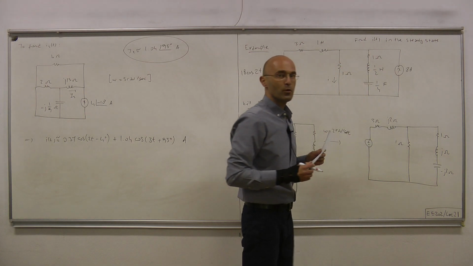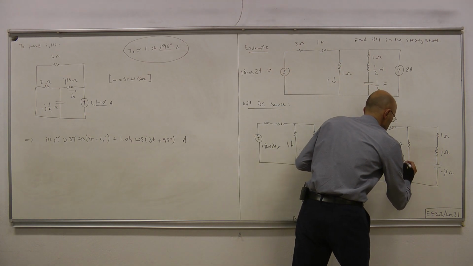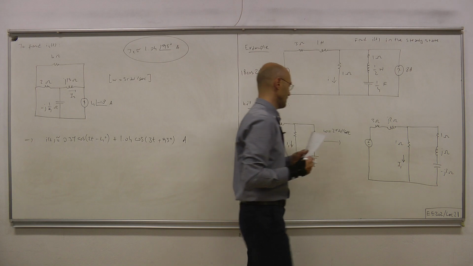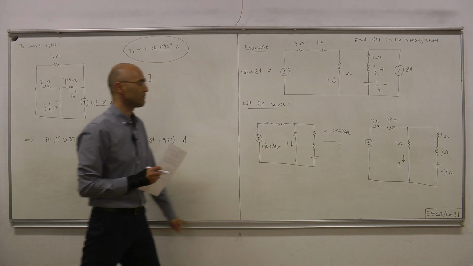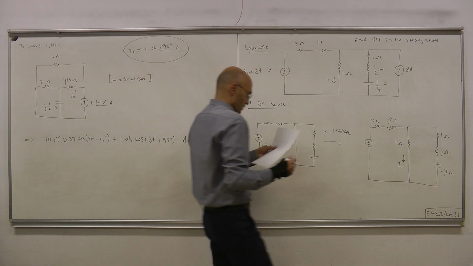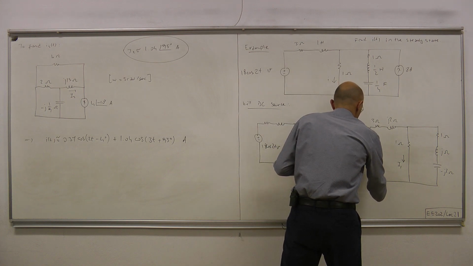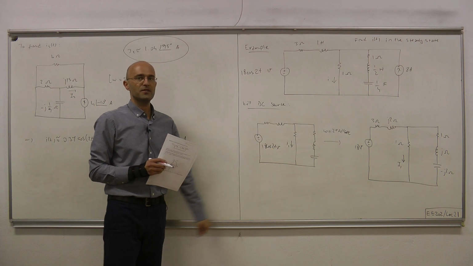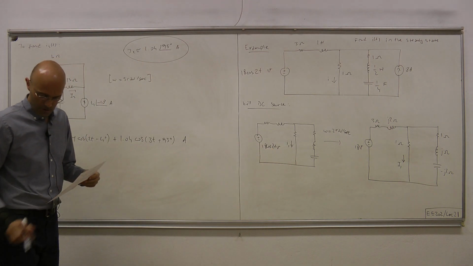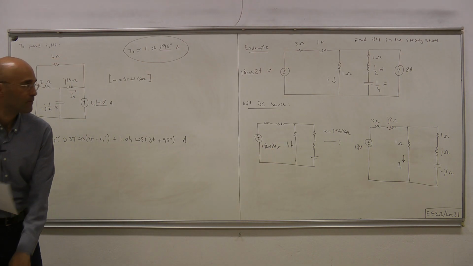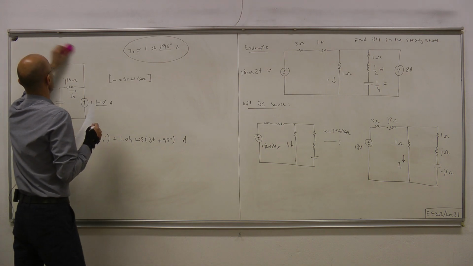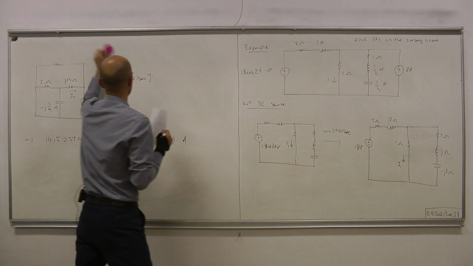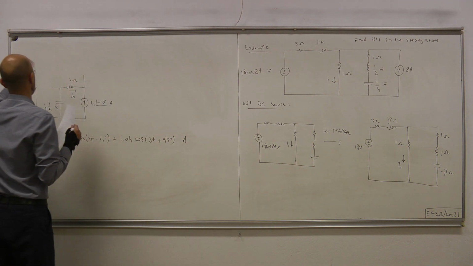And as for the 1/4 farad capacitor, the impedance is 1/j omega C, which produces minus j2 ohms. Okay, and what we're interested in is this current, the phasor of I1. As for the source, we have 18 volts with 0 phase. Okay, now what's I1? It can be easily computed as follows.